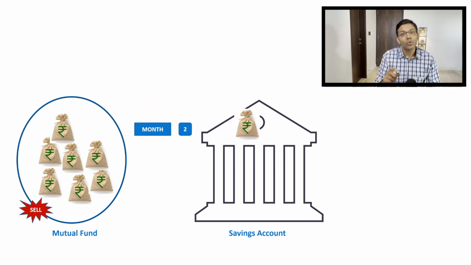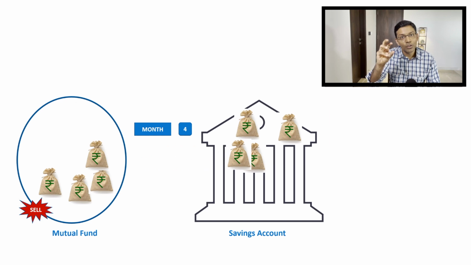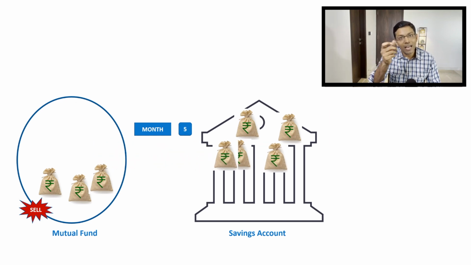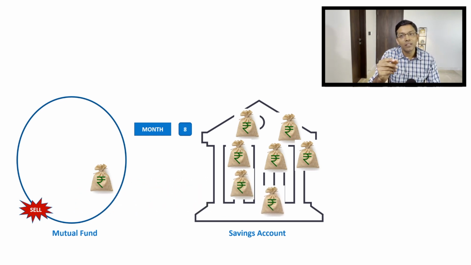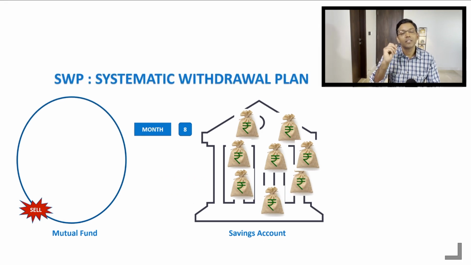Here, you can create a monthly cash flow by instructing the mutual fund to redeem your units or sell your units for X amount of rupees, whatever you want. Let's say you have 50 lakhs of debt mutual fund investment and you would like 25,000 rupees every month from that. So you will instruct the mutual fund to sell units equal to 25,000 and credit it into your account. In this way, you can create a cash flow from your mutual funds.